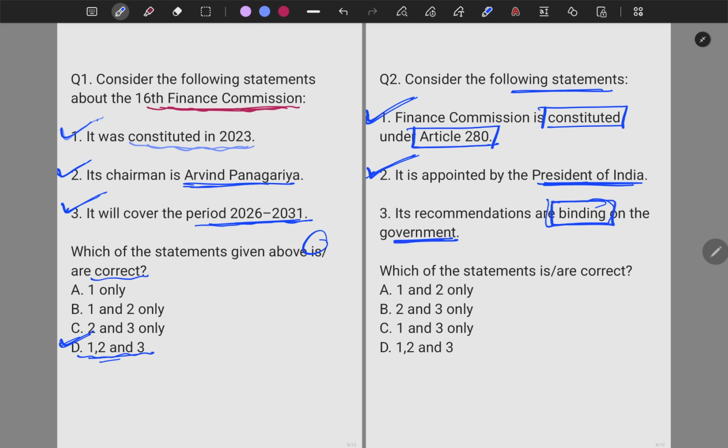This is only an advisory. The recommendations are only advisory. These are not binding on the government. So this statement becomes incorrect. So the correct statement to this is only 1 and 2 statements are correct.